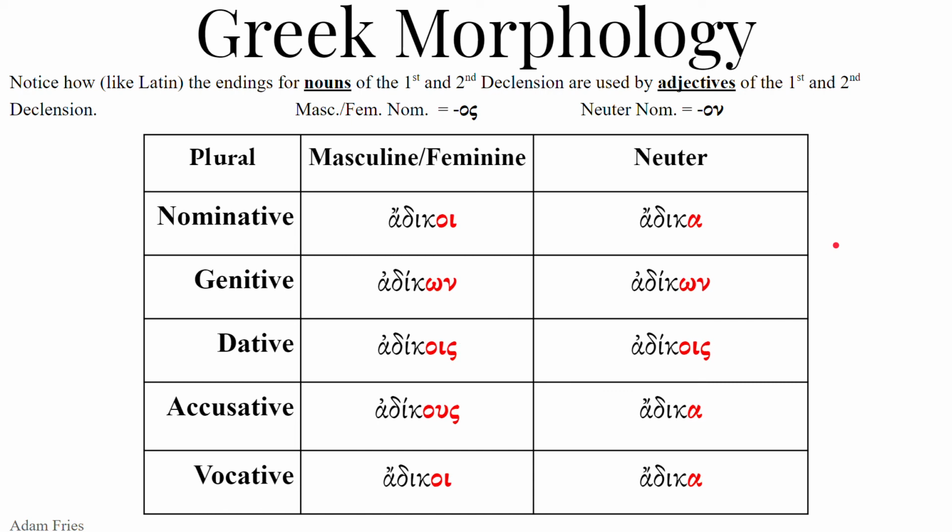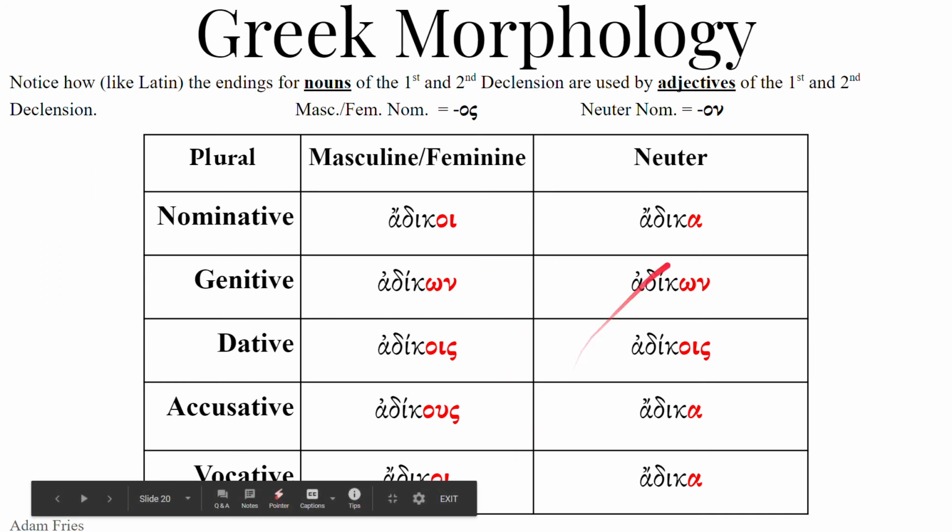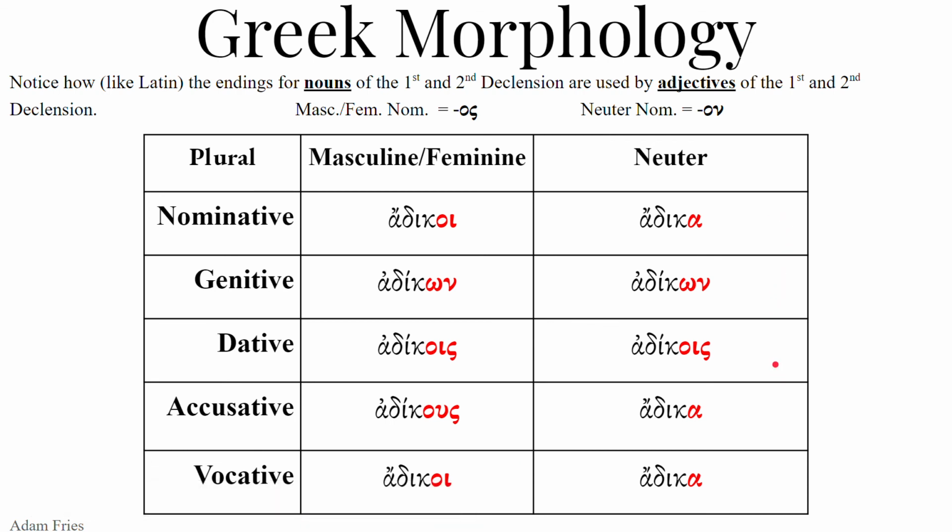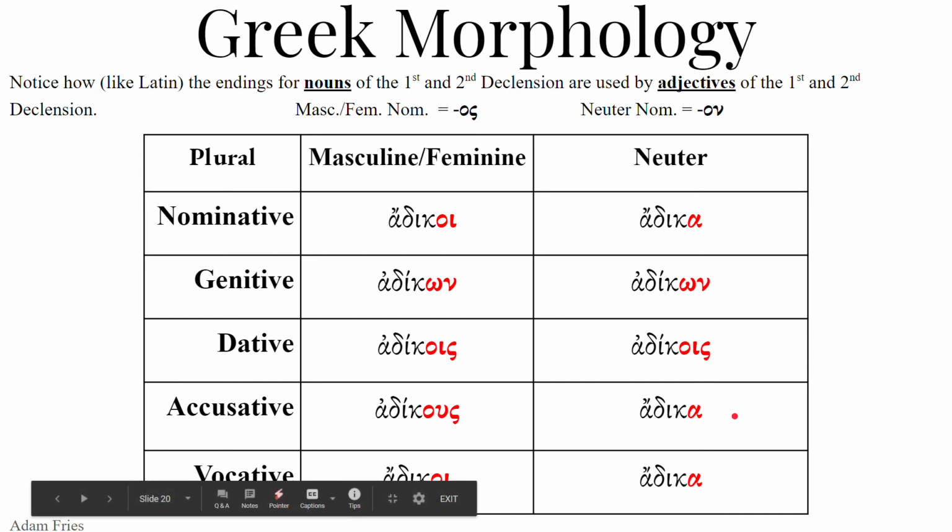And the plural. Adikoi, adikon, adikois, adikous, adikoi. Adika, adikon, adikois, adika, adika.